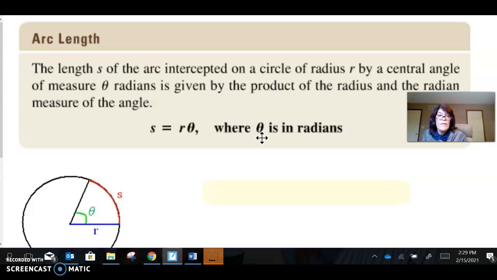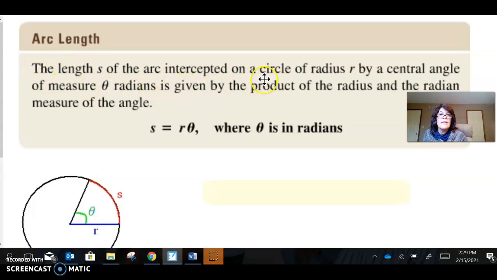It doesn't work if theta is in degrees. You have to change your radians to degrees. And then if you want to know this arc length, just take whatever this radius is. Okay, now we're not on the unit circle anymore, so maybe this radius is 3. I'd have to take it 3 times whatever this is, pi over 3. Okay, and then the arc length would be pi.